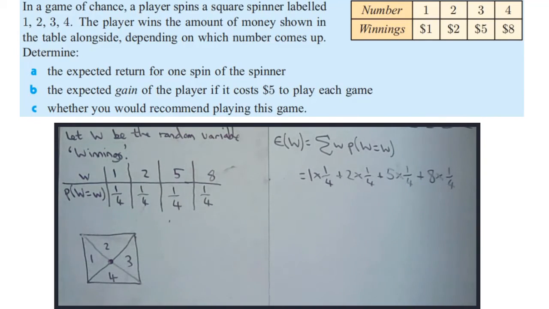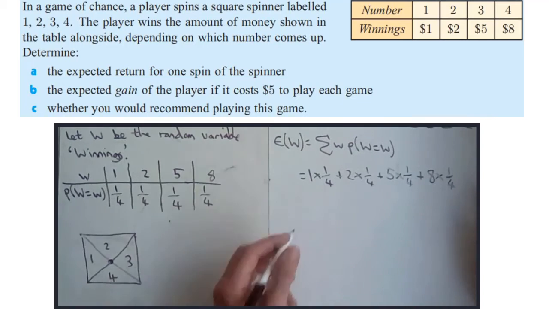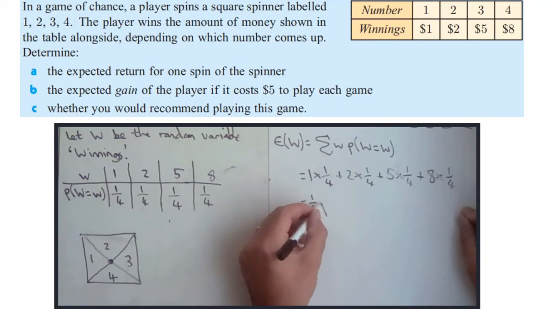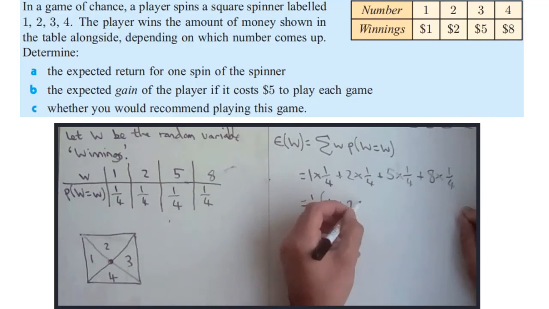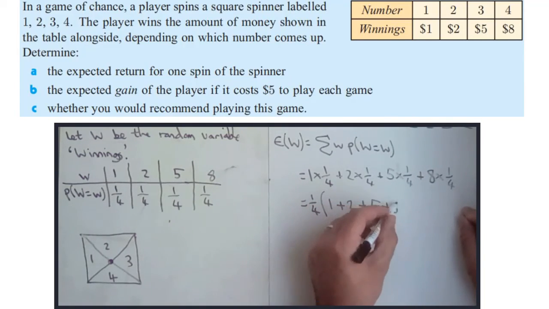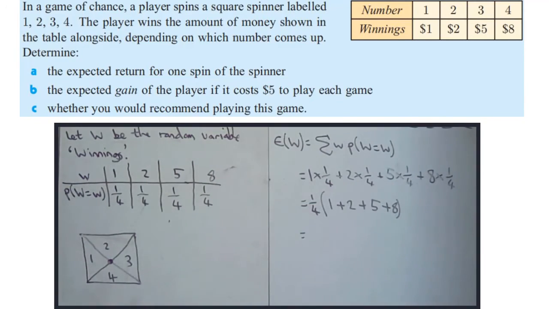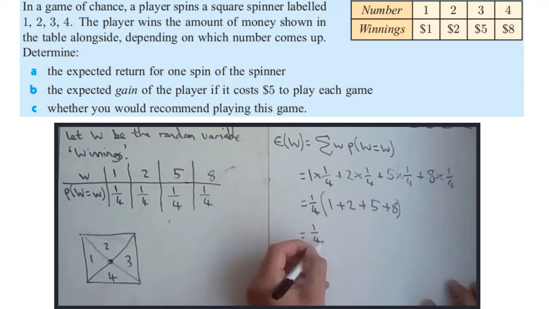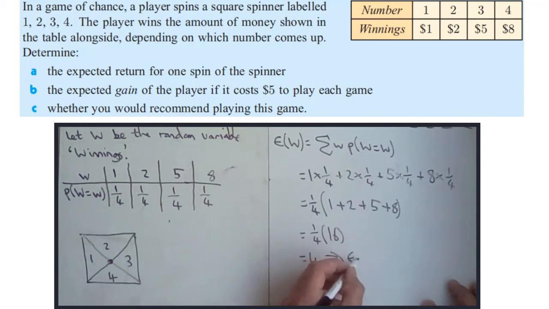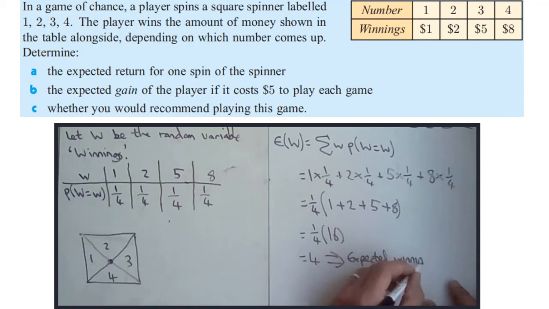For ease of calculation, I'd probably pull a quarter out as a factor, so it equals 1/4 times (1 plus 2 plus 5 plus 8). So that is 8, 13, 14, 15, 16. So it's 1/4 times 16, which equals 4. So that means expected winnings are $4. So not looking good for part B.